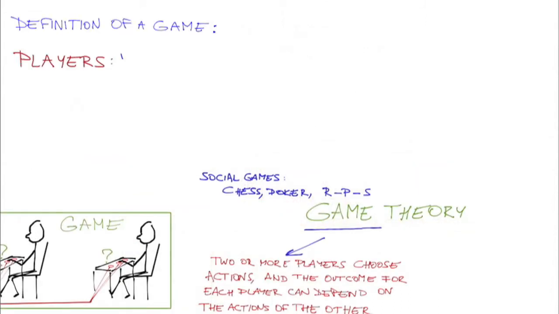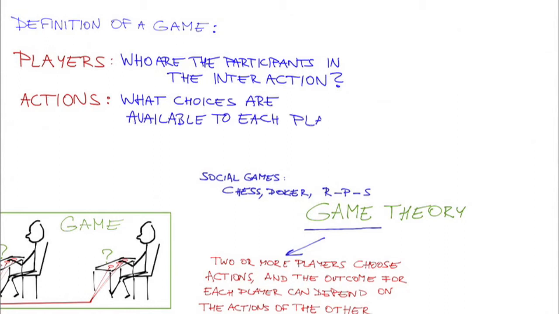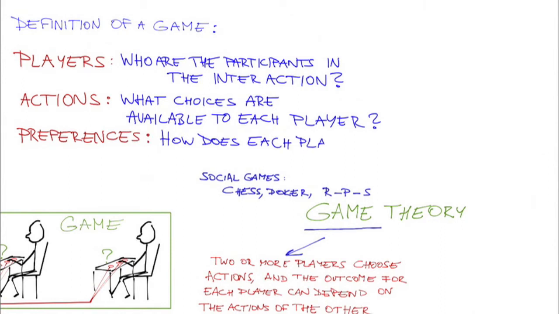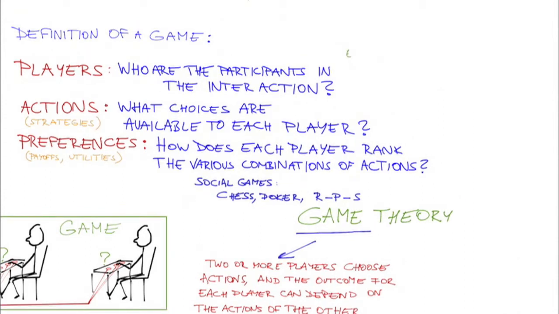To describe a game, we need to say who the players are, what actions are available to each player, and what players' preferences are about the various combinations of actions. Preferences over combinations of actions are sometimes described using numbers called payoffs or utilities. Actions are sometimes referred to as strategies.